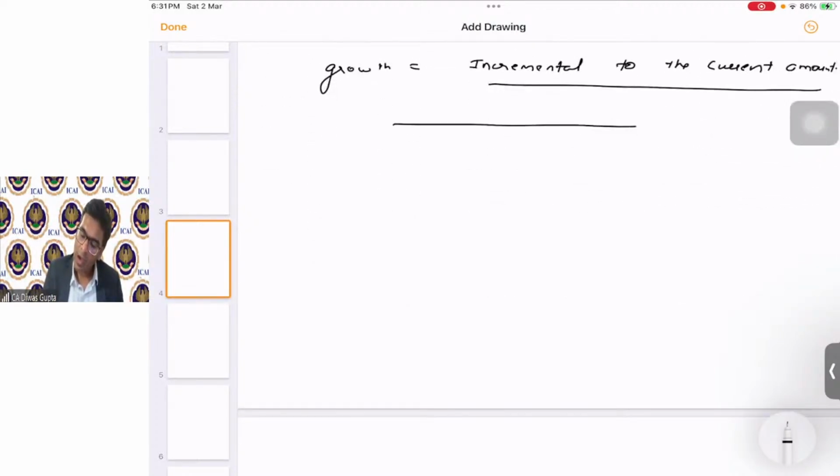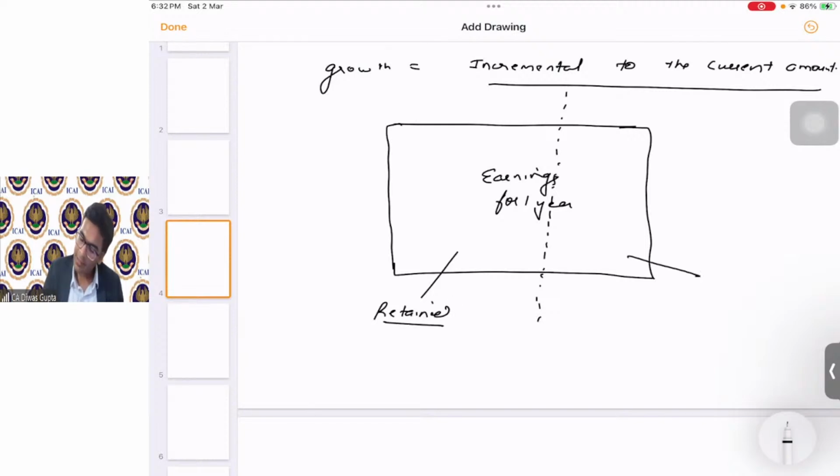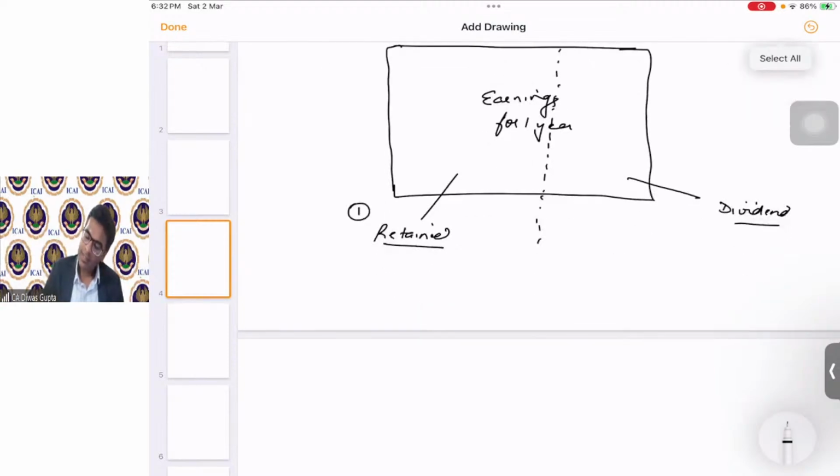Now let's understand, how will a company grow? How can we measure the growth of a company? Let's say this box represents earnings for 1 year. And out of this, let's say I'm splitting it into two parts, where this part is getting retained and this part is being paid as dividend. So something we are retaining and something we are paying as dividend. Let's say this much is being retained and this much is paid as dividend.